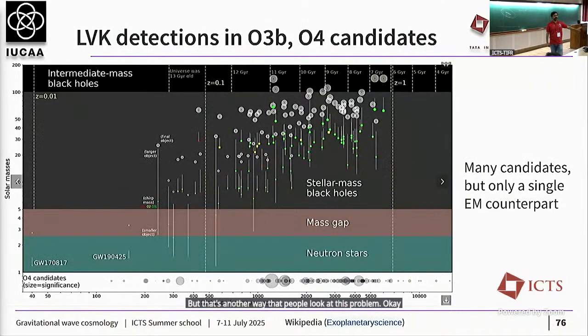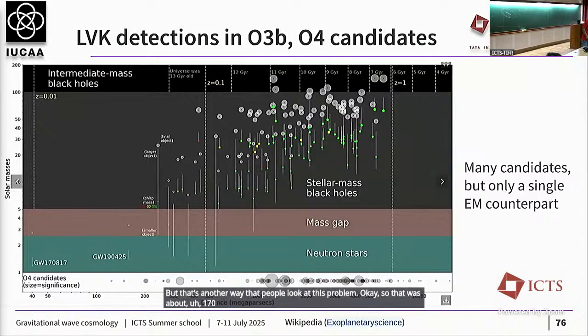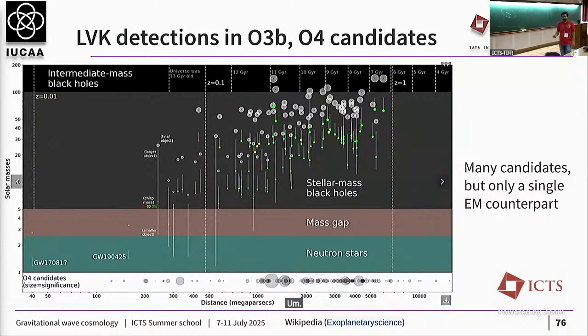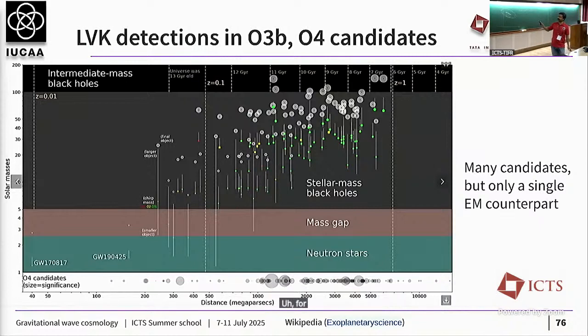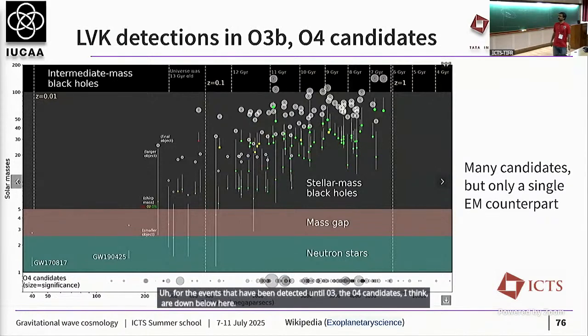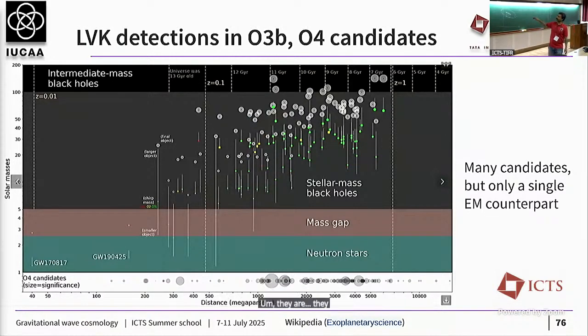Okay, so that was about the peculiar velocities that I wanted to tell you. Yesterday, we had talked about this stellar graveyard kind of picture as well. This is a picture I lifted from Wikipedia. For the events that have been detected until O3, the O4 candidates, I think, are down below here. They have not been put on this particular plot yet. So this is the solar masses of these black hole candidates, and then this is the distance at which these events were detected.